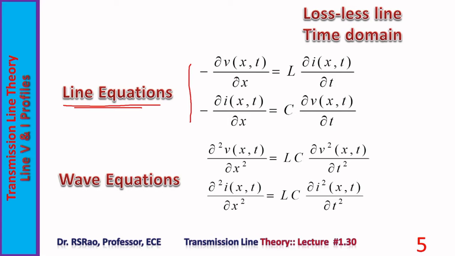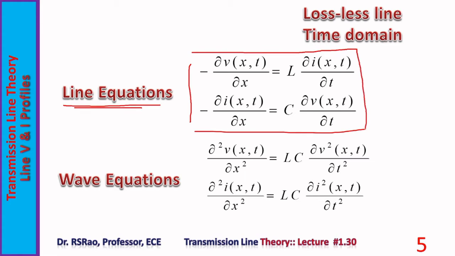Minus ∂V/∂x is equal to L ∂I/∂t. This is voltage gradient, whereas the right hand side is L multiplied by rate of current change. Similarly, second equation, minus ∂I/∂x, this is current gradient, right hand side it is C ∂V/∂t, rate of voltage change. So these are line equations, basically the equations that are given earlier with R equal to 0 and G equal to 0.